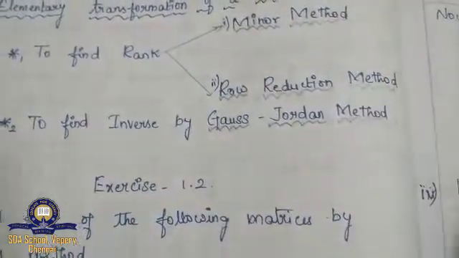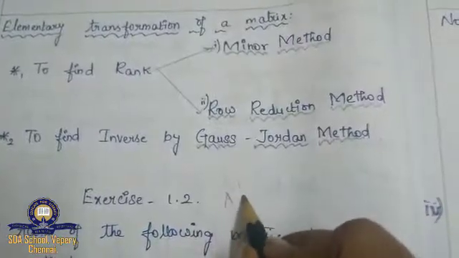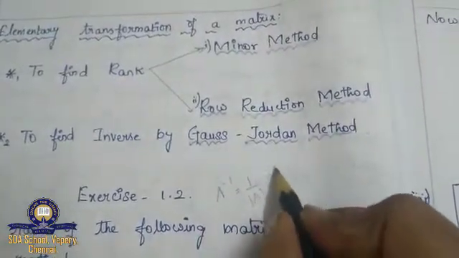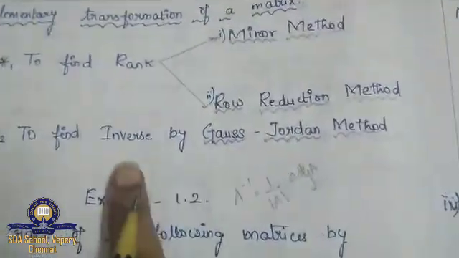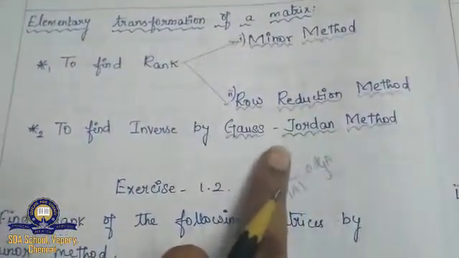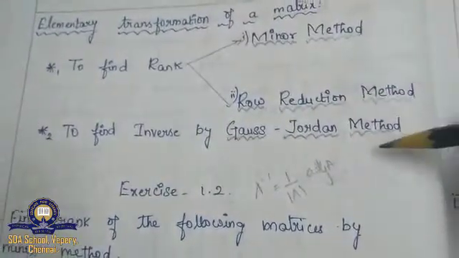In previous sums, we used to find the inverse value using the formula: A inverse equal to 1 by determinant A into adjoint A. This is the formula for finding inverse. But there is another method called Gauss-Jordan method that we'll be seeing in this exercise. So these are the 3 things we're going to see in this exercise.